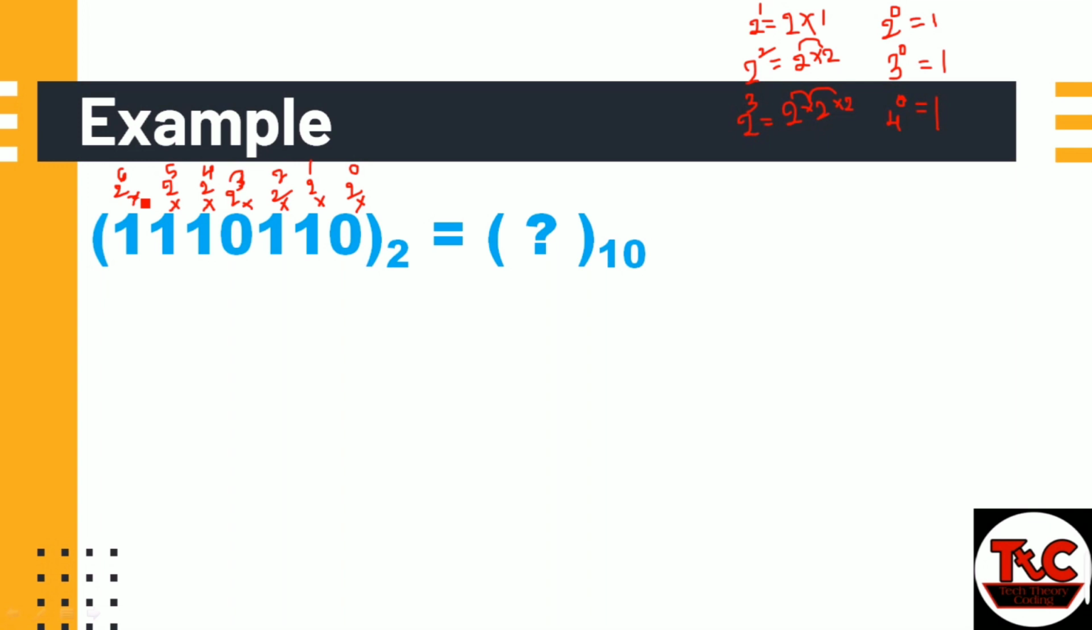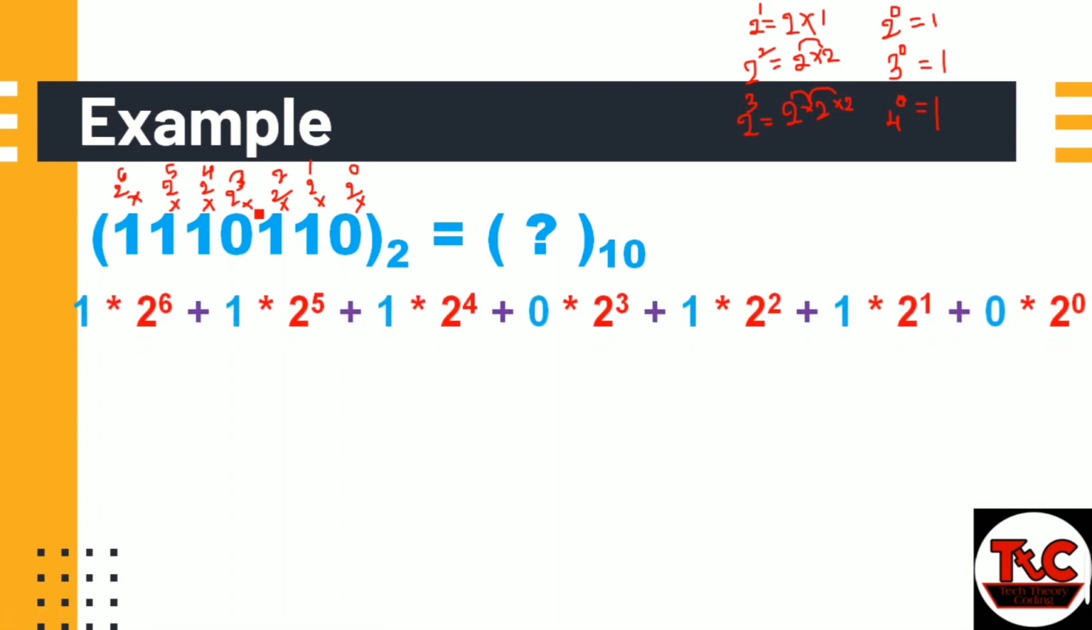So we can write this equation like 1 into 2 to the power 6. Then add the next digit, 1 into 2 to the power 5, then plus 1 into 2 to the power 4, then again plus 0 into 2 to the power 3, then plus 1 into 2 to the power 2, plus 1 into 2 to the power 1, plus 0 into 2 to the power 0. Now simplify this equation.